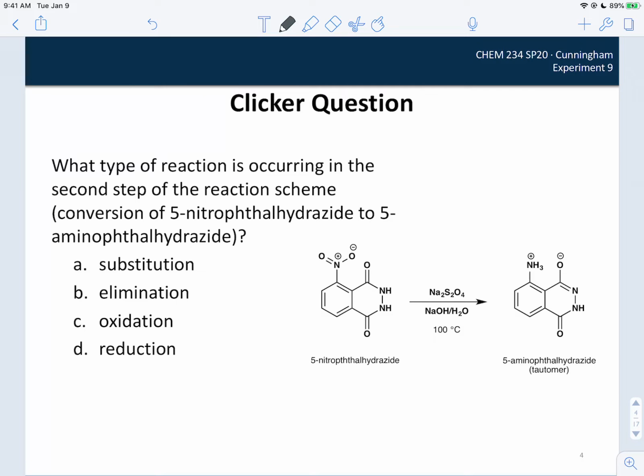So let's take a look at our first clicker question. Go ahead and consider what type of general reaction is occurring when we convert 5-nitrophthalhydrazide to 5-aminophthalhydrazide.